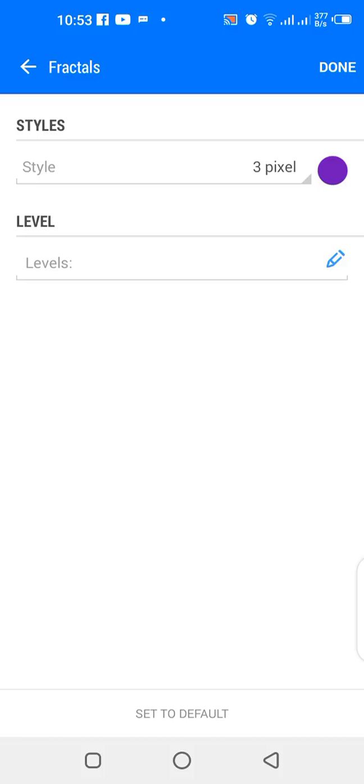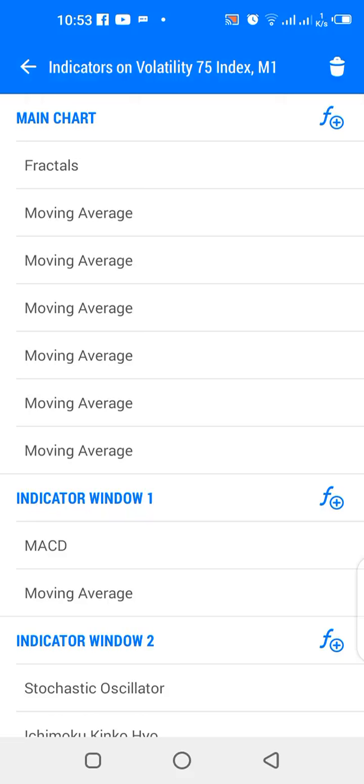So fractals help a lot in identifying a point of support or an area of support or area of resistance. It could be a minor support or a minor resistance, or a major support or major resistance. So I like to put fractals on my chart all the time. All right, still on the main chart settings, we have fractals and some moving averages.